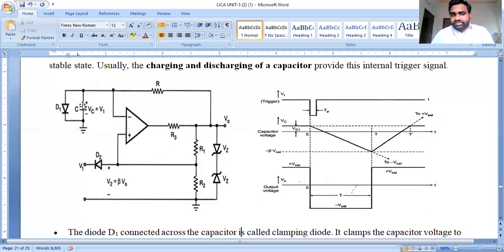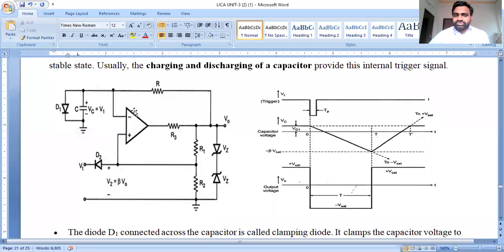That means the capacitor is connected here. What is this capacitor? This capacitor is nothing but our RC pole pair, which is connected with respect to a negative feedback connection. The circuit is connected with respect to positive feedback. So the entire circuit is quite similar to our inverting type Schmitt trigger.